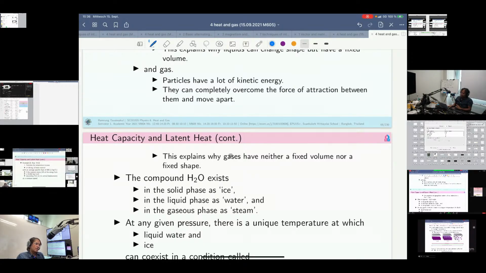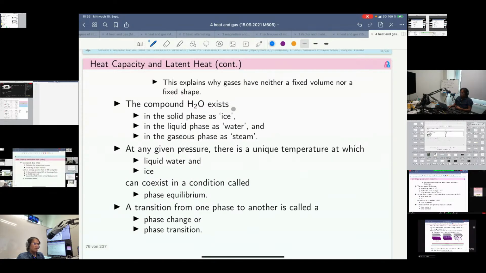The compound H2O exists in the solid phase as ice, the liquid phase as water, and the gaseous phase as steam. This is the basic material you have to know. But water is the name of H2O only when it is in the liquid phase. All right, and what else?